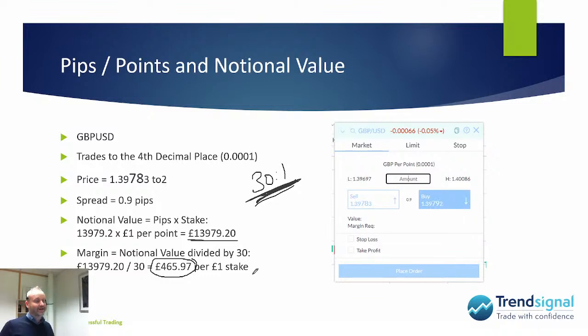Okay, again, everybody, does this still make sense? That's effectively the equivalent of your house deposit. So in order to buy a house of £13,979, you need to put down a deposit of £465, and then you'd be borrowing the capital up to that value. Okay, but you'd only pay the funding on that borrowing if you hold that position overnight.